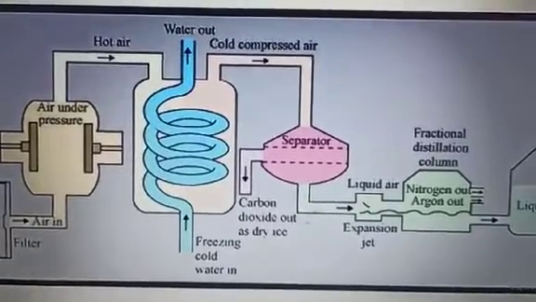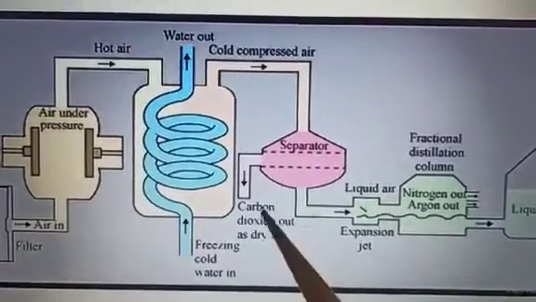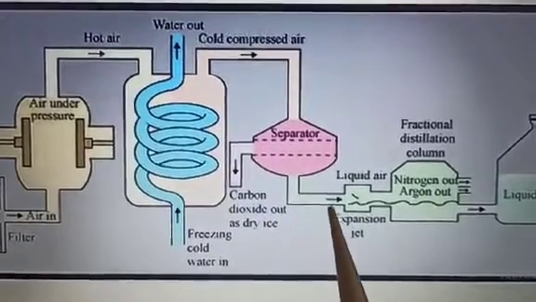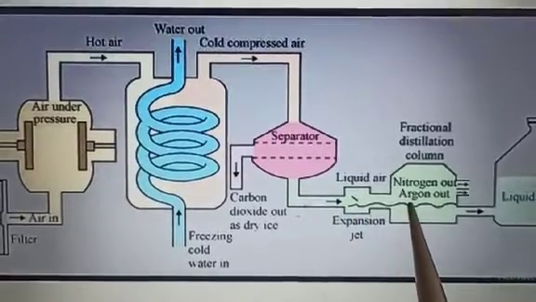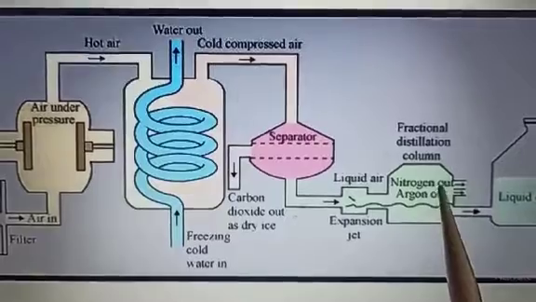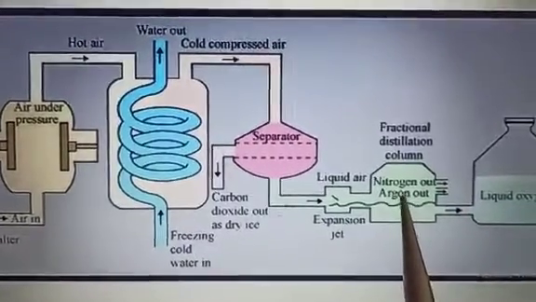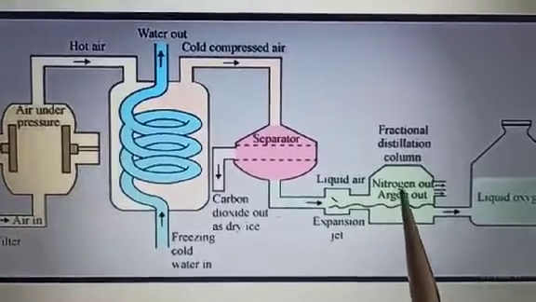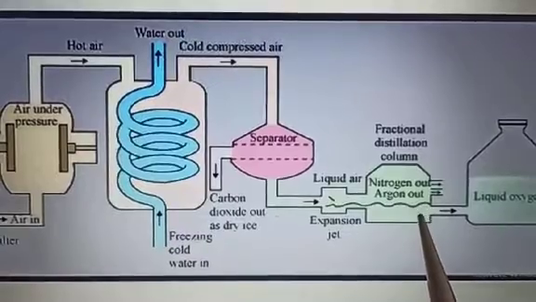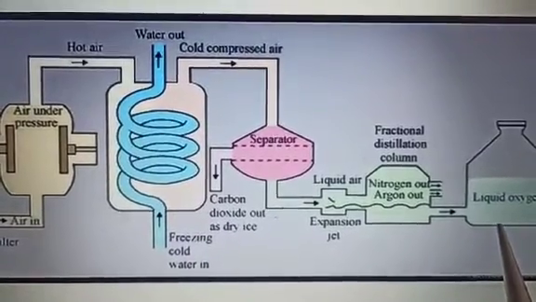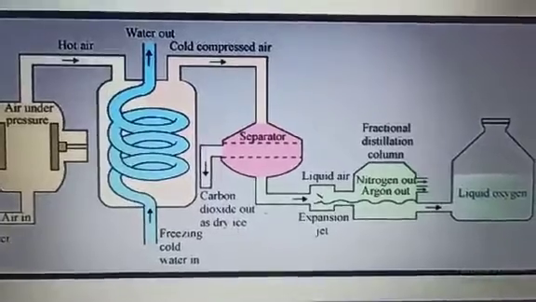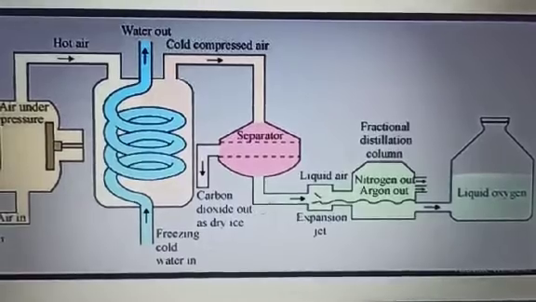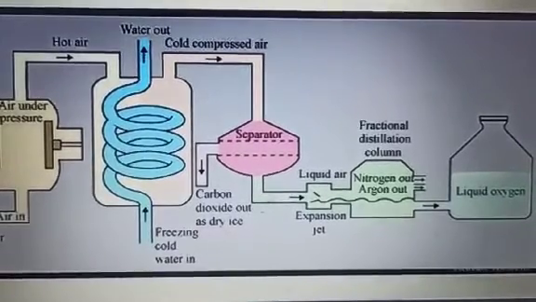Because the air is cold and compressed, it comes out in the form of solid dry ice, and then this liquid air is coming out into this fractional distillation column, where first of all you can see the nitrogen is going out, then argon is going out, because nitrogen has the least boiling point. So first of all nitrogen will be coming out, then argon, and then oxygen, and this oxygen as liquid oxygen will be collected into this jar. So in this way oxygen and other gases can be separated from the air.